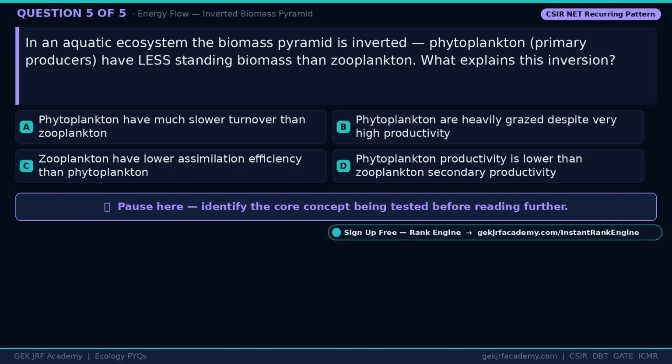Option A. Phytoplankton have much slower turnover than zooplankton. Option B. Phytoplankton are heavily grazed despite high productivity. Option C. Zooplankton have lower assimilation efficiency than phytoplankton. Option D. Phytoplankton primary productivity is lower than zooplankton secondary productivity. Think carefully. This question tests whether you understand the difference between two related but distinct concepts.